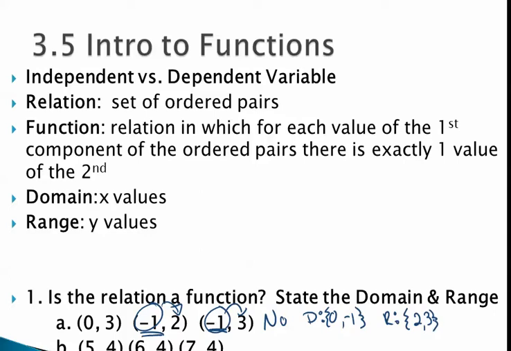Part B says (5, 4), (6, 4), (7, 4). I know it's a little cut off, but those are the numbers. Again, (5, 4), (6, 4), (7, 4). And to answer the first question, is the relation a function? Well, we look at the domain. We have 5, 6, and 7. That is the domain. So there's no repeats in the domain going to different values. So this is a function. Again, the domain being 5, 6, 7, and the range being just 4.